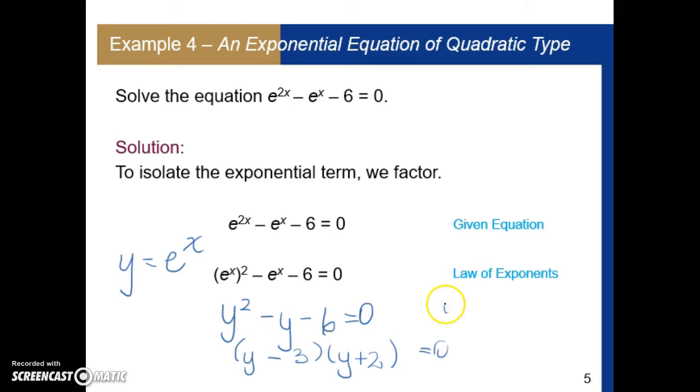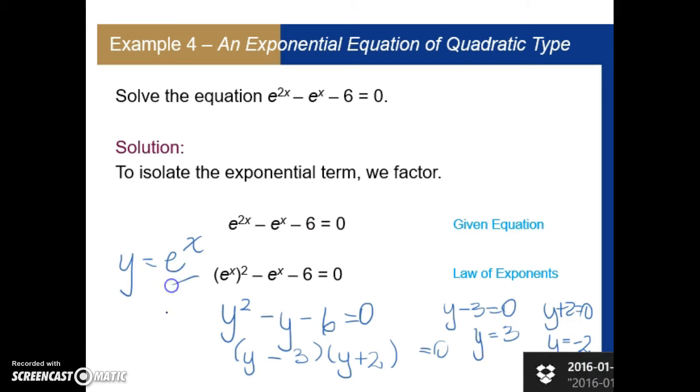So we set each one of those equal to 0, and y equals 3. Set the other one equal to 0. And y could equal negative 2. And then we would come back over here and pick up e to the x. So e to the x would equal 3. We'd have to introduce natural log and solve for x. And then e to the x would equal negative 2.